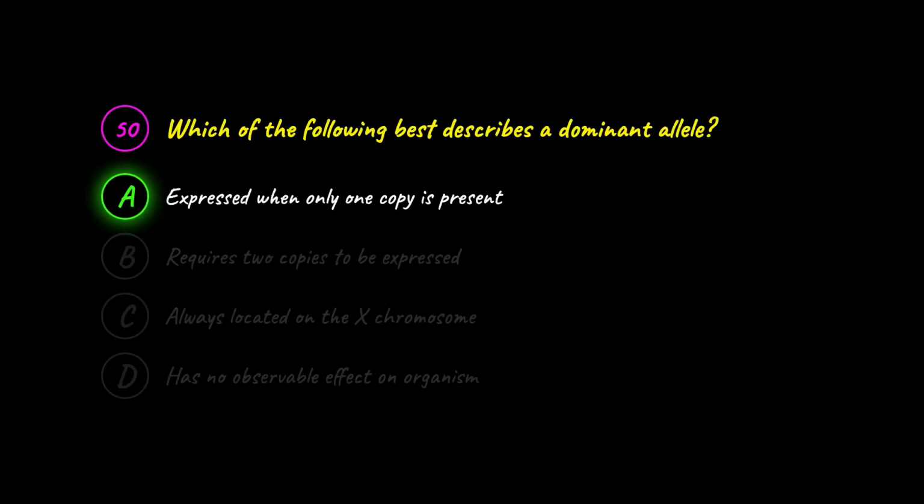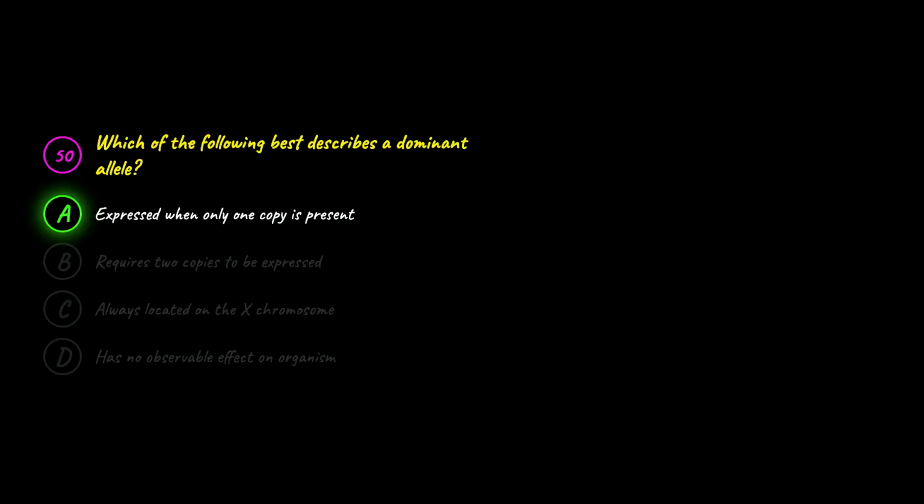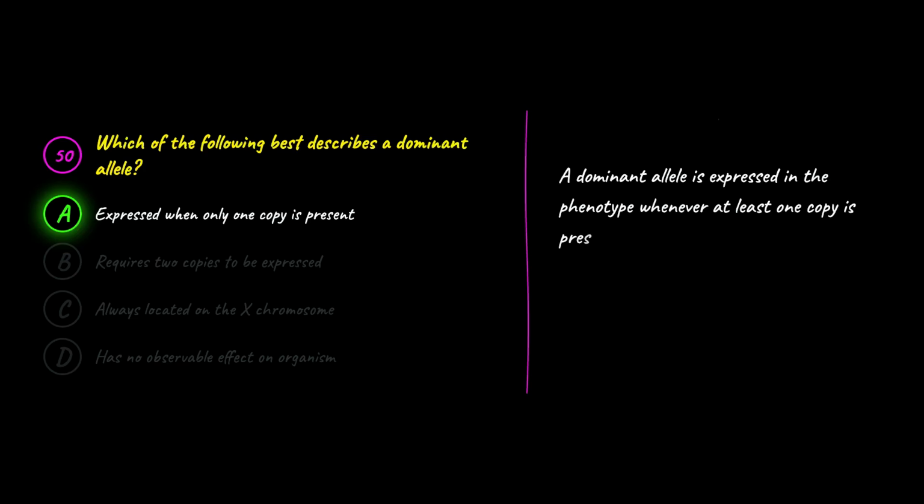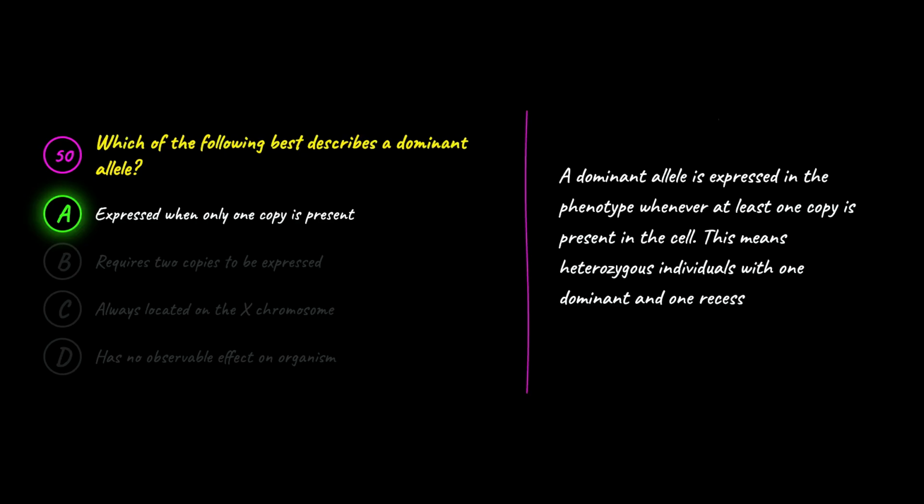The correct answer is A. Expressed when only 1 copy is present. A is correct because a dominant allele is expressed in the phenotype whenever at least 1 copy is present in the cell. This means heterozygous individuals with 1 dominant and 1 recessive allele still show the dominant.